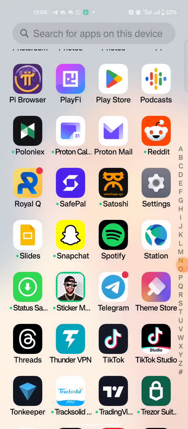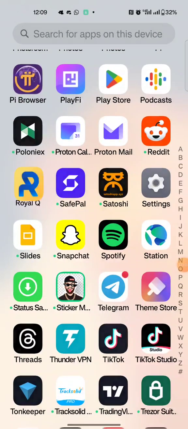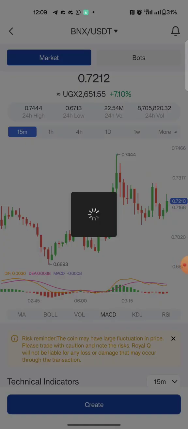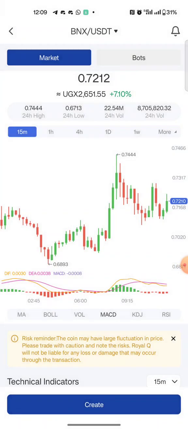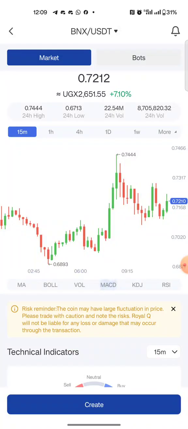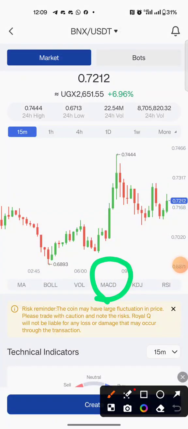Perfect. Welcome to this class where we are going to simply now understand how to find a coin to trade. And this time around, we are going to base our trading strategy basically on the MACD.